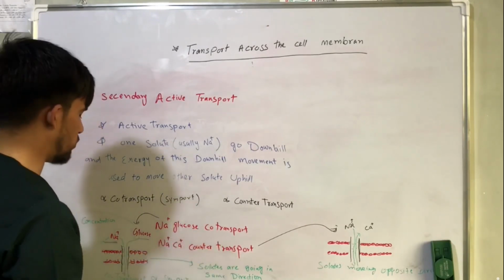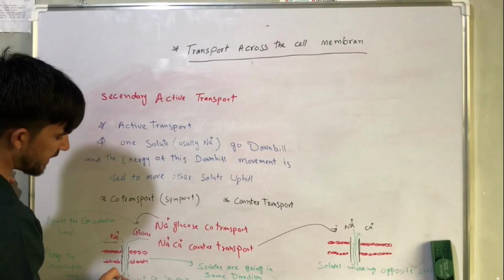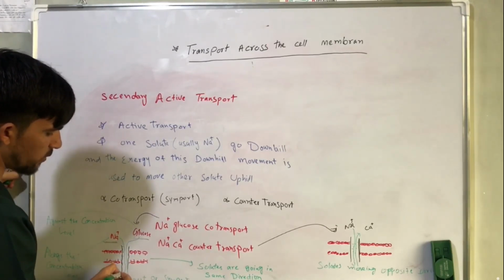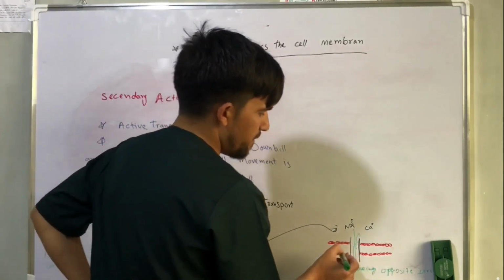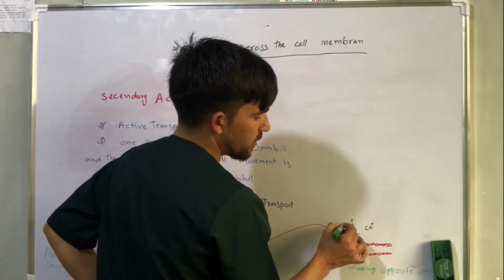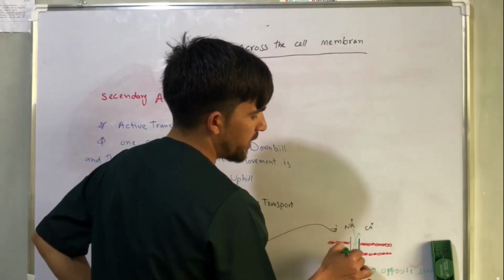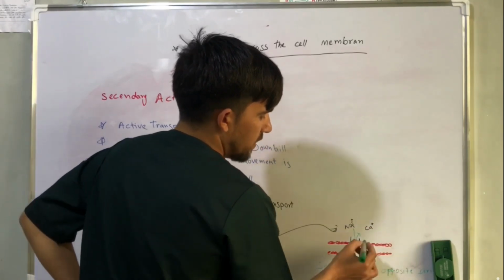Here it is. Sodium glucose co-transport. In this transport, the sodium is moving downhill along the concentration level, and the energy of this movement is used to move glucose against the concentration level. And in this sodium calcium counter transport, sodium is moving downhill, and the energy of this downhill movement is used to move calcium uphill.